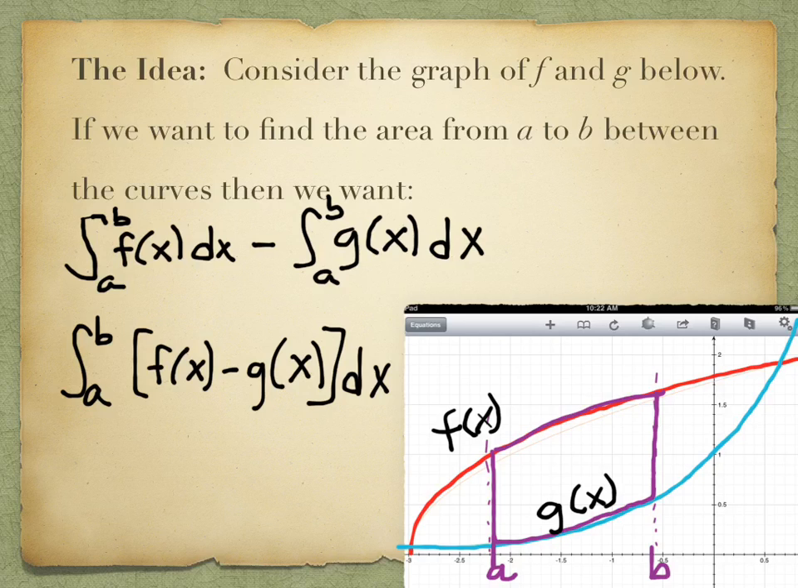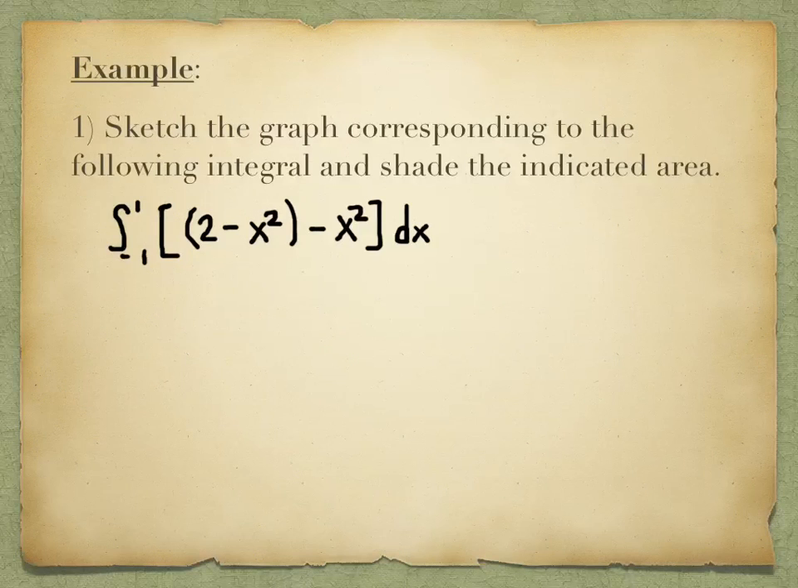Okay, so everybody with me? You visually got the idea of what's going on here. Because in this section you are going to be drawing some pictures, graphs, okay? So grab your calculator out because we're going to start by graphing on these, okay? We're going to sketch the graph corresponding to the following integral and shade the indicated area. So if you take your calculator, the first thing you have to understand is you're not going to put all of this into y1. Okay?